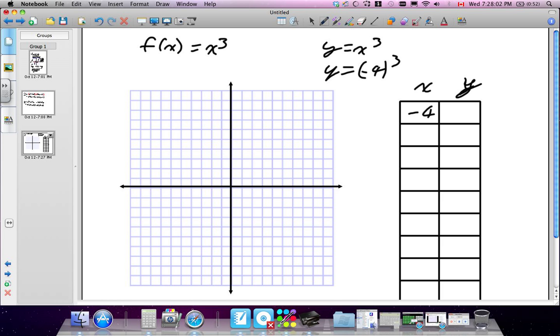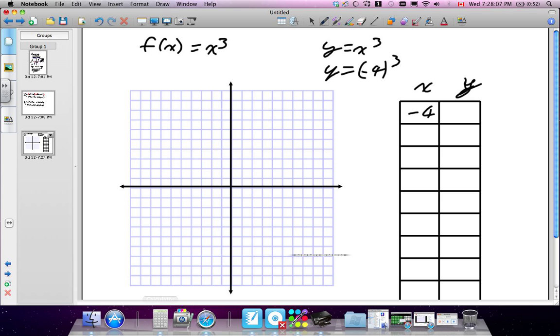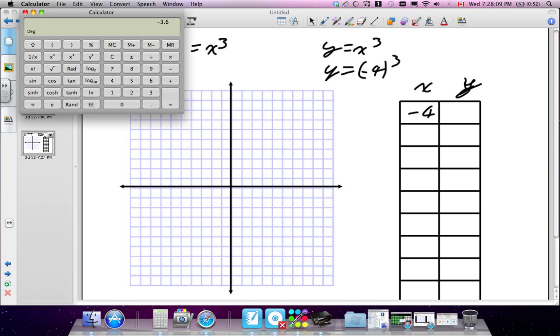All right, so we got to investigate f of x equals x cubed, or y equals x cubed, right? X value, y value.